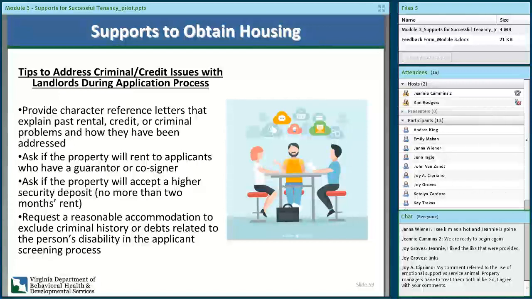Finally, if the landlord rejects the individual's rental application on the basis of criminal or credit issues related to the individual's disability, ask for a reasonable accommodation to make an exception to the landlord's applicant screening process. For example, if the individual has a medical debt for treatment of a disability condition, request that these debts be excluded from the credit screening.